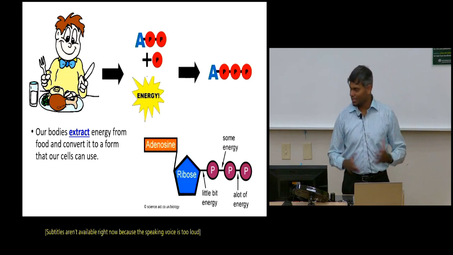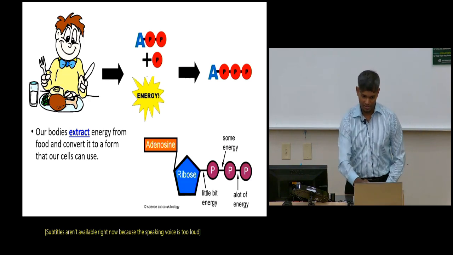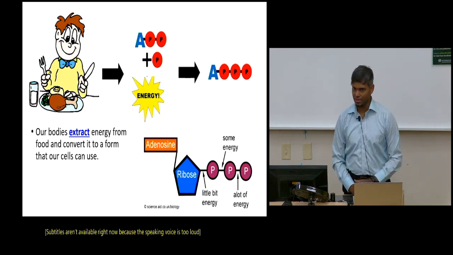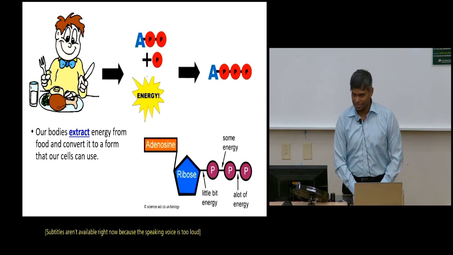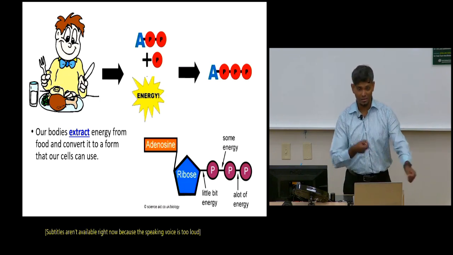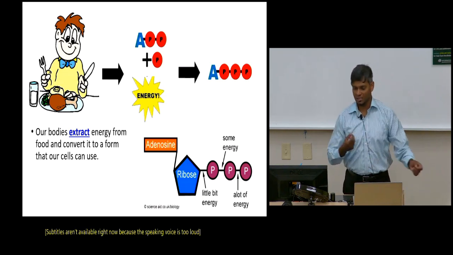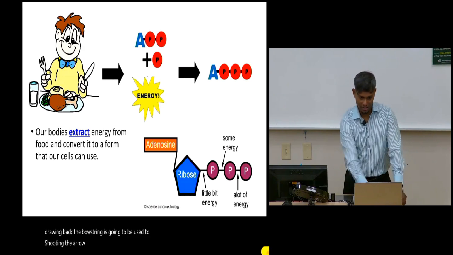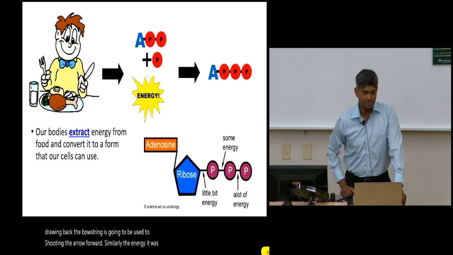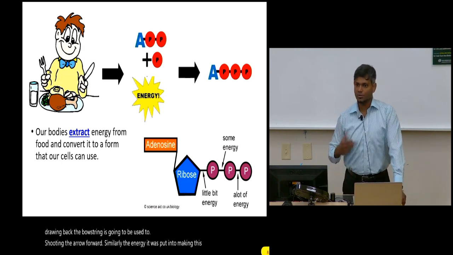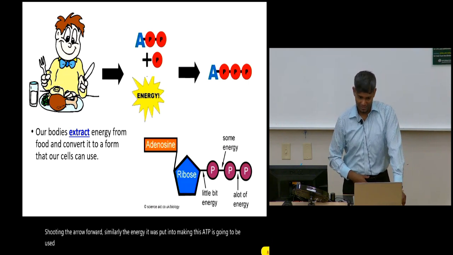And the analogy of how our body uses the energy in these phosphates to carry out various activities is similar to when you draw back a bowstring. The energy you put into drawing back the bowstring is used to shoot the arrow forward. Similarly, the energy put into making this ATP is going to be used to fuel various activities.